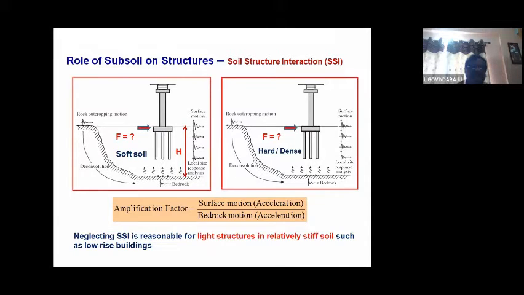A study that is coined, which will take into effect the response of the soil and the response of the foundation and the response of the structure in total as one study, we can call it soil structure interaction.